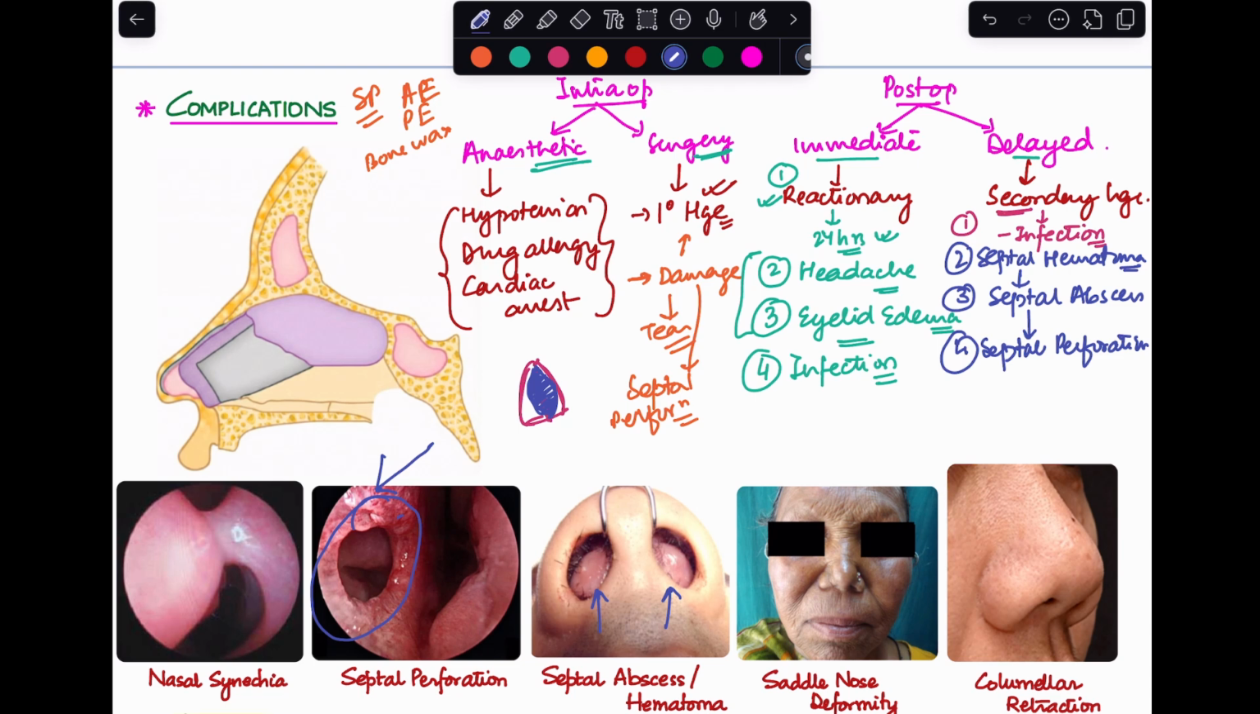Now, what do we do in this case? How do we manage it? If it is a very small septal perforation, possibly the patient will complain of a whistling sound on breathing. Most of the time, these can be left alone if it's not too troublesome. But if there is a large perforation, it will lead to crusting, epistaxis, and even nasal obstruction. In that case, this will need surgical closure with the help of flaps.